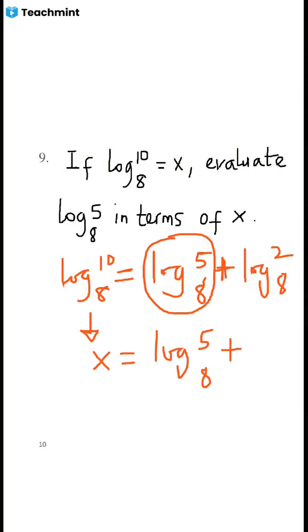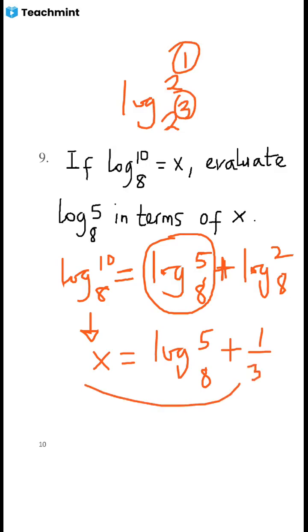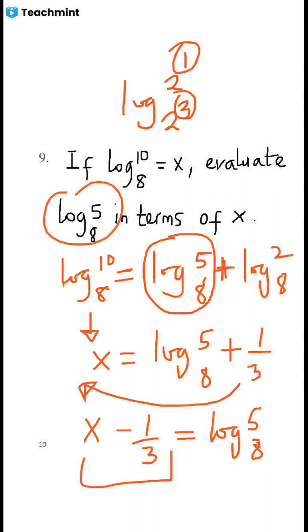You can just quickly use that method I told you about, that very simple method. You can write 3 as an index number, 2 raised to the power 3. And you can write 2 as an index number, 2 raised to the power 1. So that's going to be 1 over 3. So now I can take this one to this side. So I'm going to have x minus 1 over 3 equals log 5 base 8. That's what they asked me to look for, and it is x minus 1 over 3. They say in terms of x, so x is in the answer.